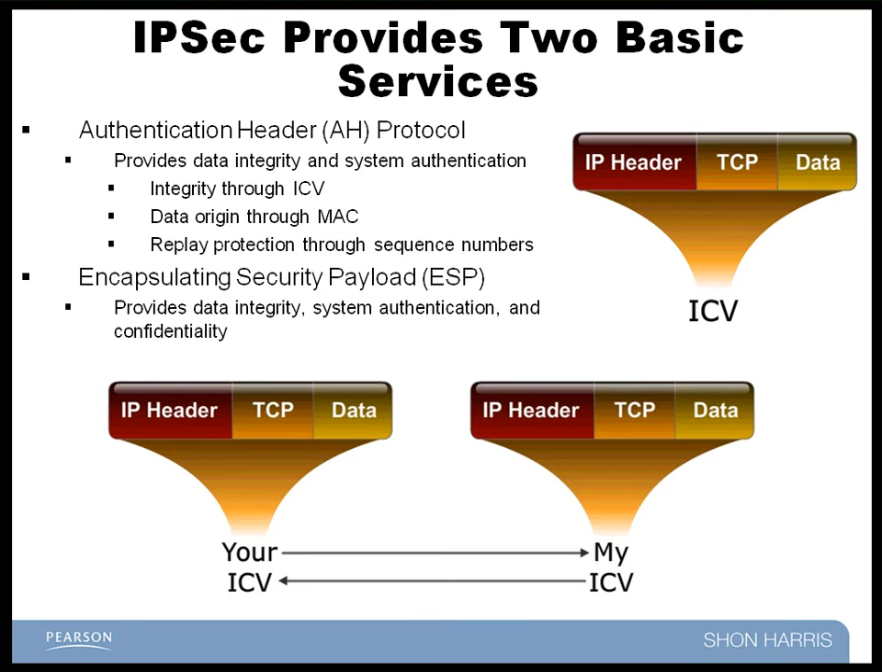There are two basic services provided by the IPsec specification: authentication header and encapsulating security payload. Authentication header is a key protocol in the IPsec architecture. It's used to provide connectionless integrity and data origin authentication for IP datagrams. It also has provisions for protection against replays.